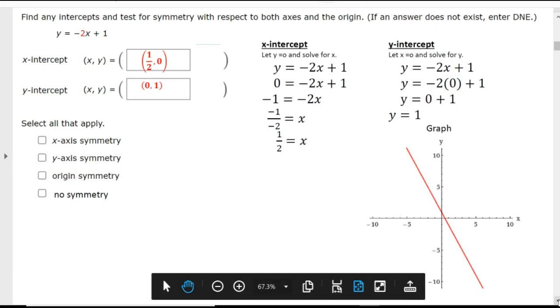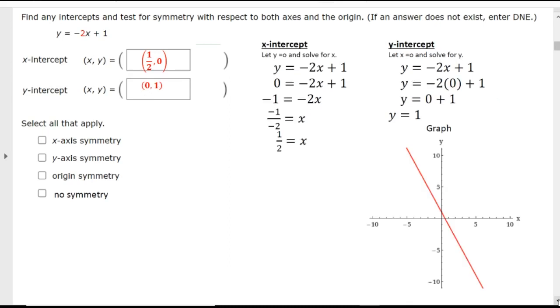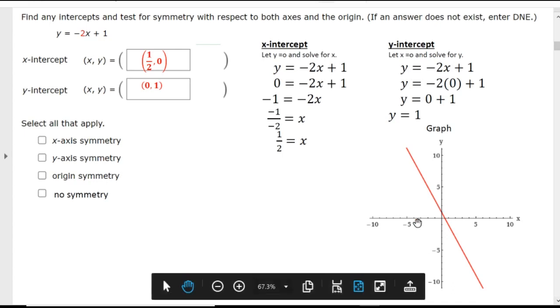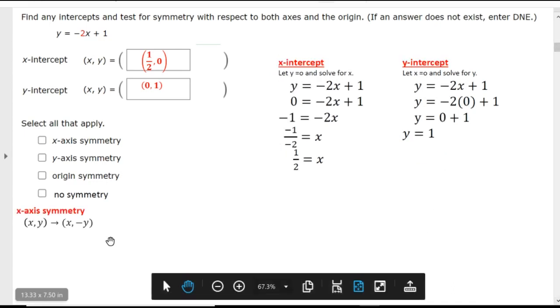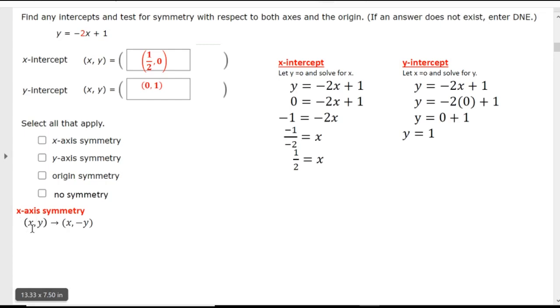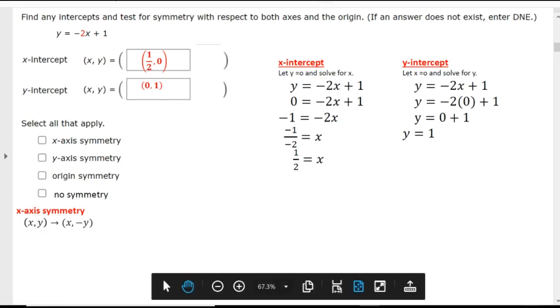The next step is to look for symmetry. If we look at the graph, we can see that there's no symmetry, but let's do this algebraically. When we want to find if the graph has x-axis symmetry, we're going to be changing our y to a negative. We take our equation, and anywhere we see a y, we replace it with a negative y, and then we're going to solve for y.